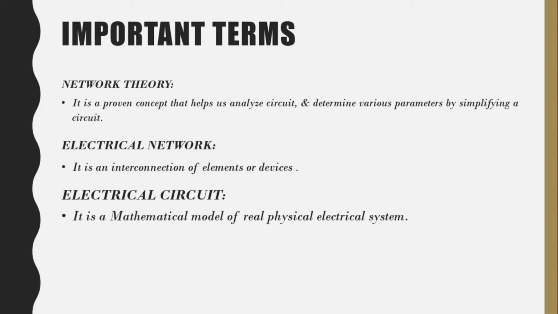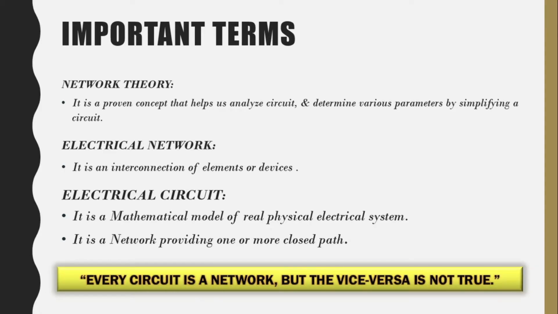Or it can also be defined as a network providing one or more closed paths. So an electric network which has one or more closed paths can be called an electrical circuit. One should remember that every circuit is a network, but not every network is a circuit. A network with one or more closed paths can be said to be a circuit, but the same thing cannot be said the other way around.